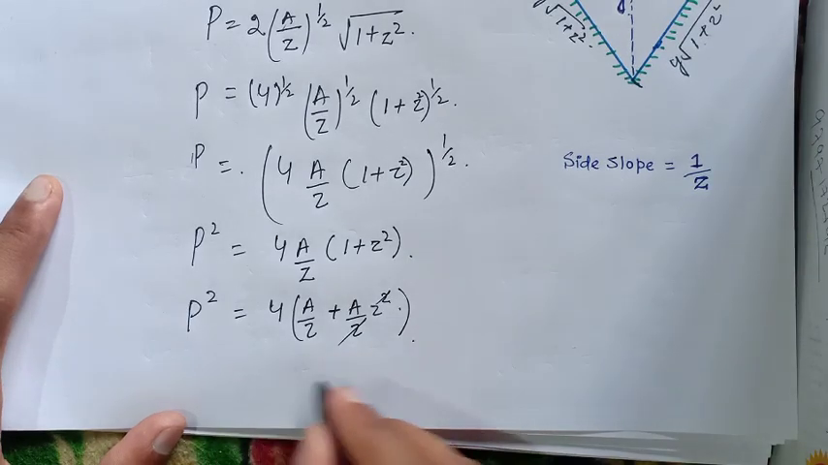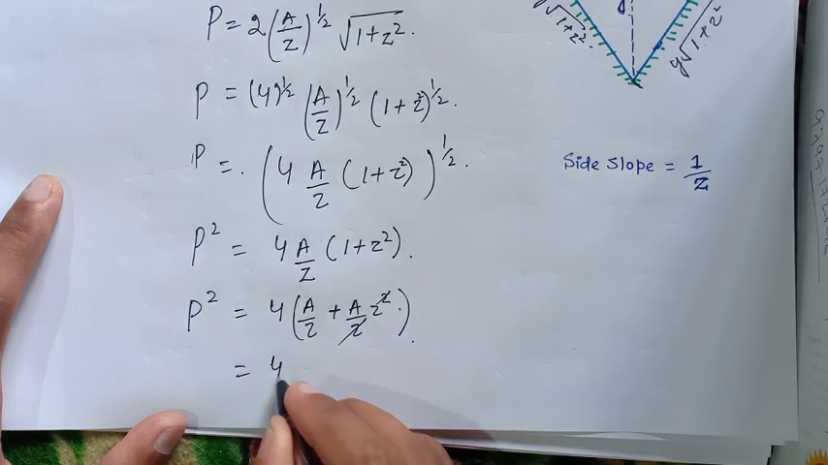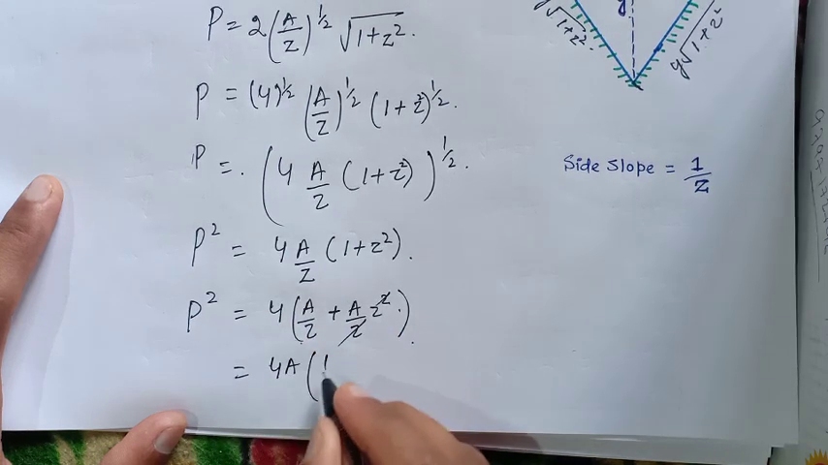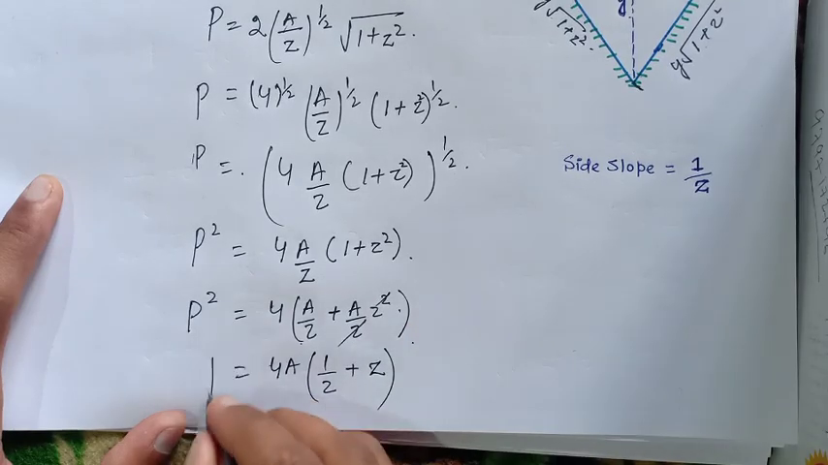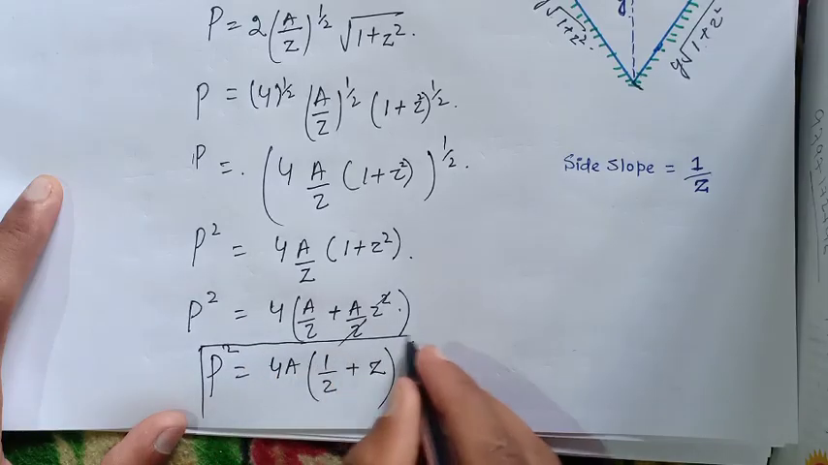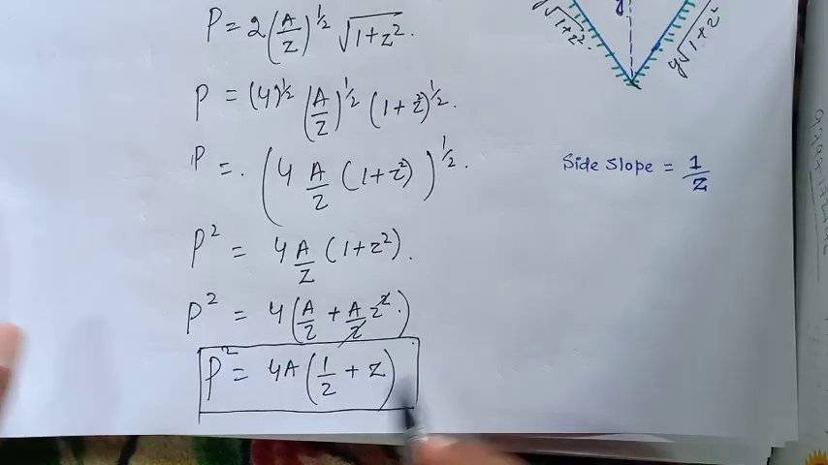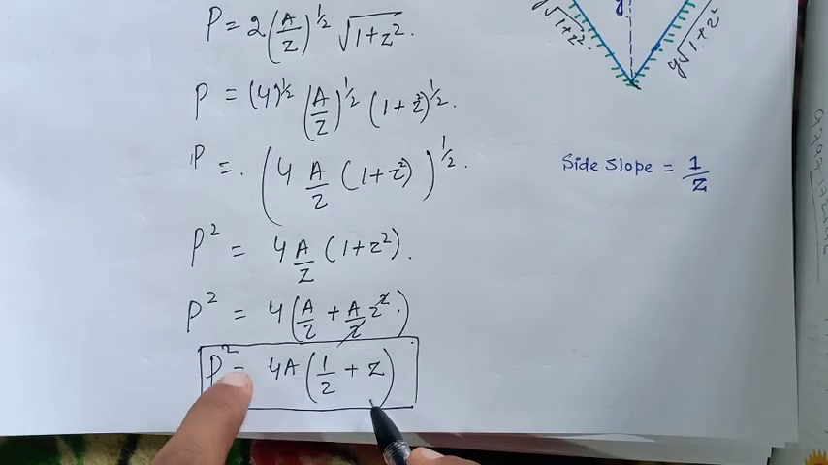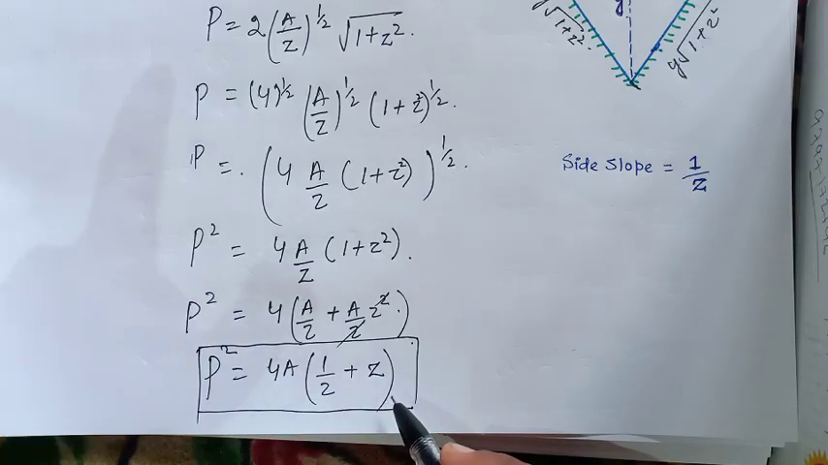Now here we can take A common from this 4A. This is 1 by z plus z. So this will be P square. P square will be equal to this. Now next, we have to take the derivative of P with respect to z and put that equal to 0.